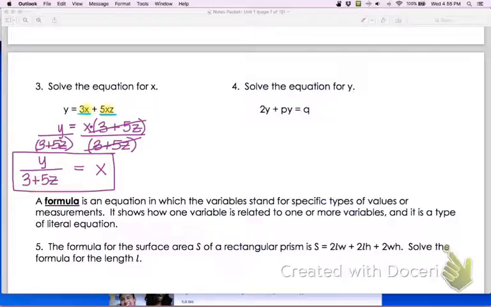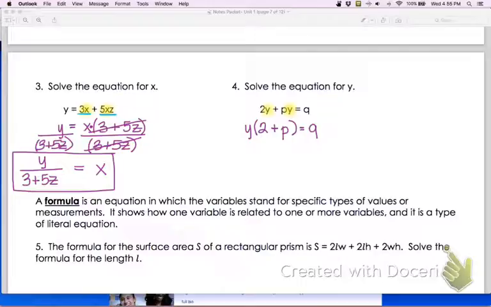So let's go ahead and look at number 4. We want to get y by itself. So notice that I have y in both of these. So think about what our first step is going to be. We're going to undistribute or factor that y. What would that look like? We will take the y, and that would give me 2 plus p equals q.